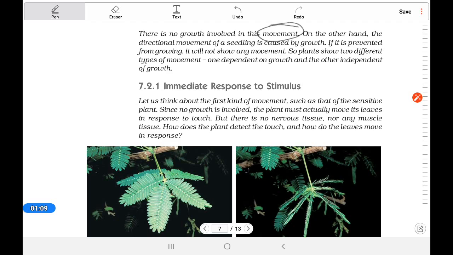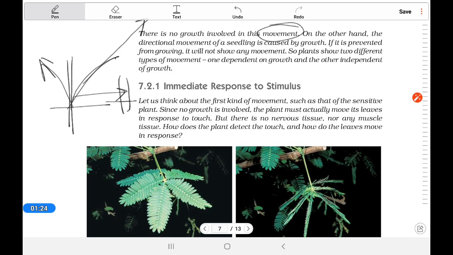I think you can understand the meaning of movement. Movement is not equal to locomotion. Movement here indicates movement along one axis. If something is locomoting, it can go further, but here the plant is not changing its place. In plants, two different types of movement are available: one dependent on growth and another independent of growth. When a plant grows, it shows movement. The growth-dependent type is found in the maximum number of cases.